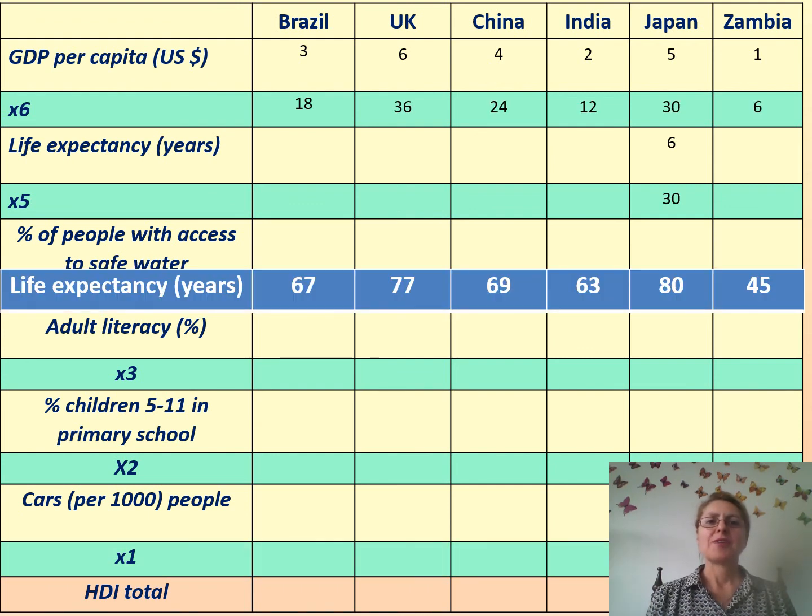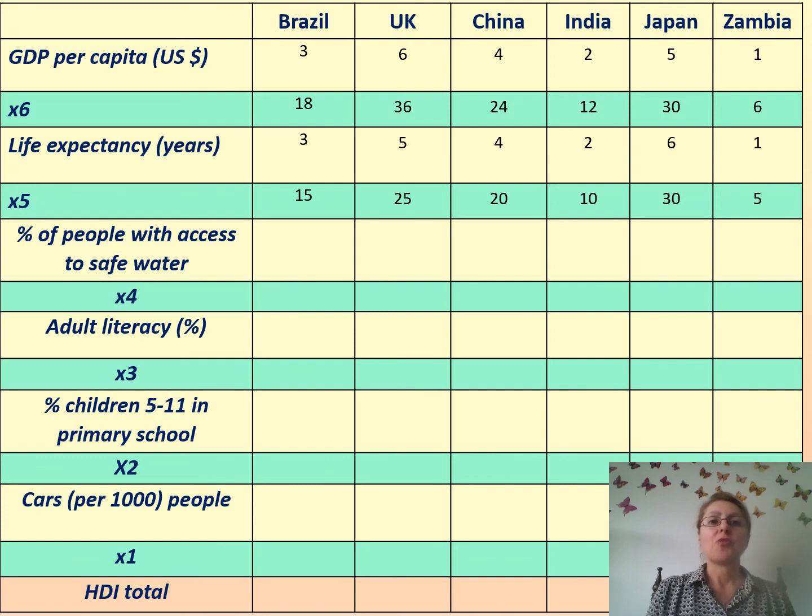Next, you do the same for life expectancy, but make sure you multiply the rankings by 5. So Japan has the longest life expectancy, so that is ranked 6, and I would times that by 5. Press pause now to complete this part of the table. Check your answers, press pause now.